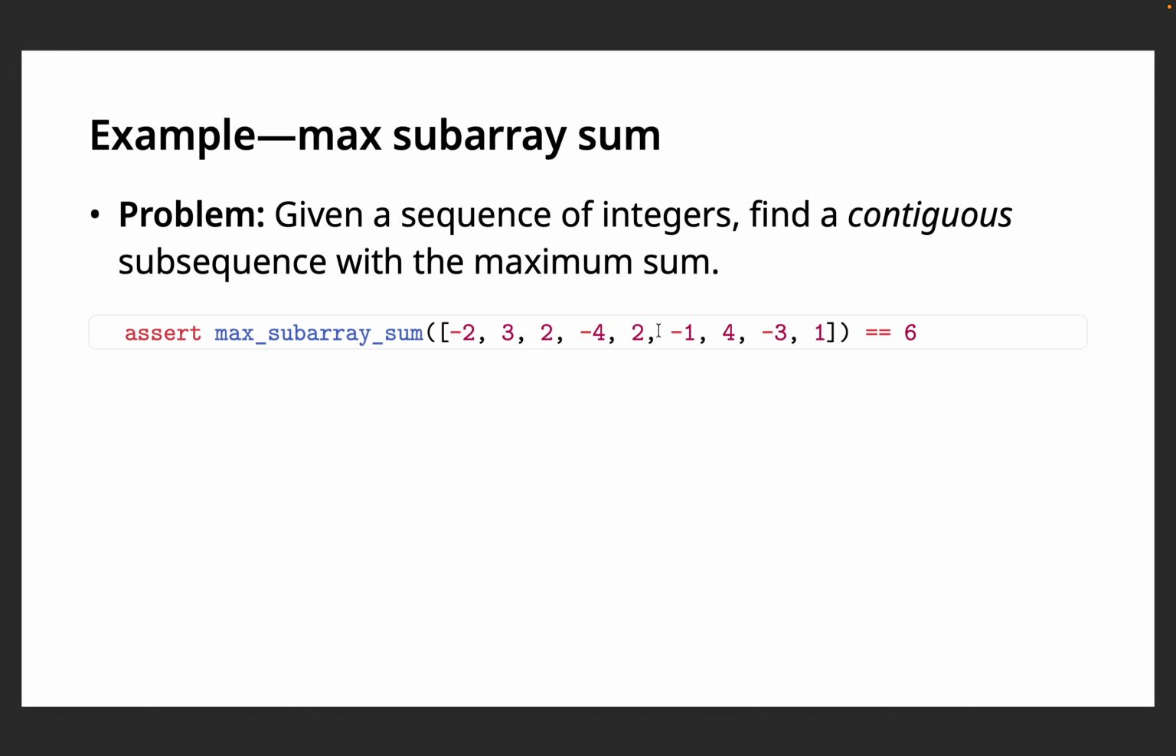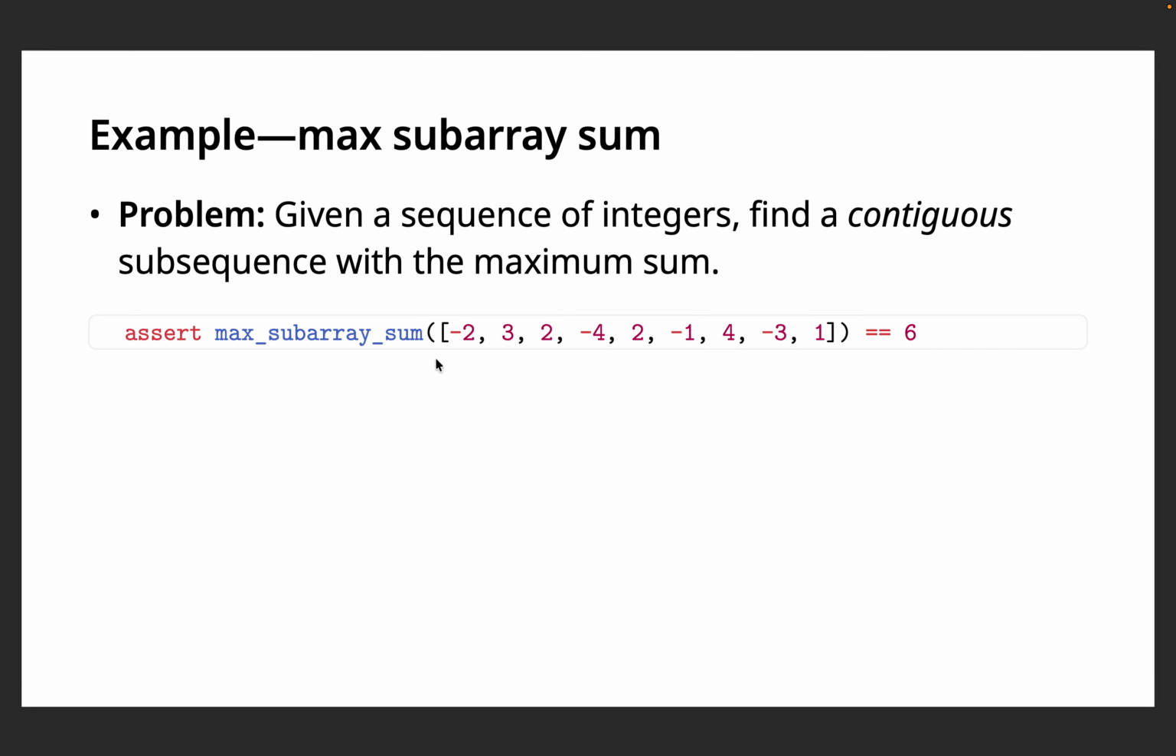So for this example here, I believe the subarray here is this one. So this is 5 minus 4, 1 plus 2, 3, minus 1, 2, plus 4, 6. So this is the subarray with the maximum sum.